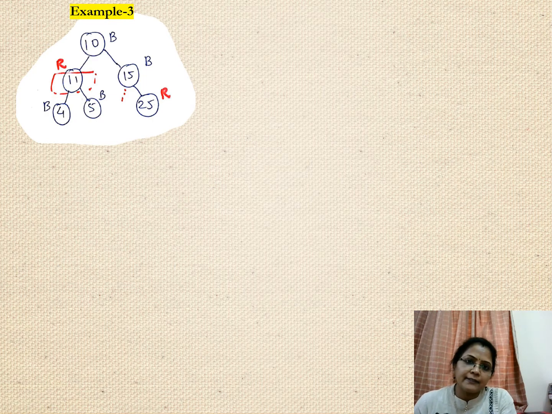Now let us have another example. I do have one more tree. Now you can verify that. First you verify whether it's a BST or not. So yes, you can verify it's not a BST. So there is no question of checking other conditions of a red black tree. So it is not a BST, so not a red black tree.